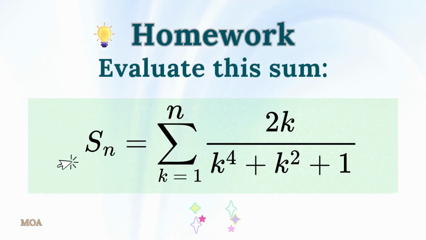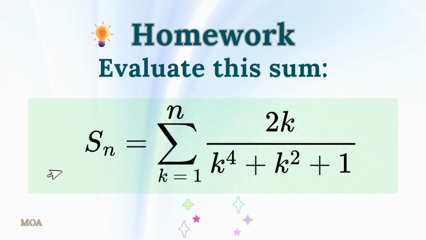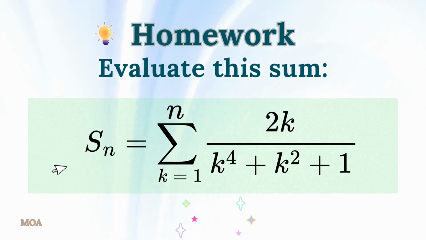Now it is time for homework to practice and apply what we have acquired and assimilated through this lesson. For this objective, try to evaluate the sum of this sequence, denoted s sub n, which equals the sum from k equals 1 to n of the quantity 2k over k to the fourth power plus k squared plus 1.